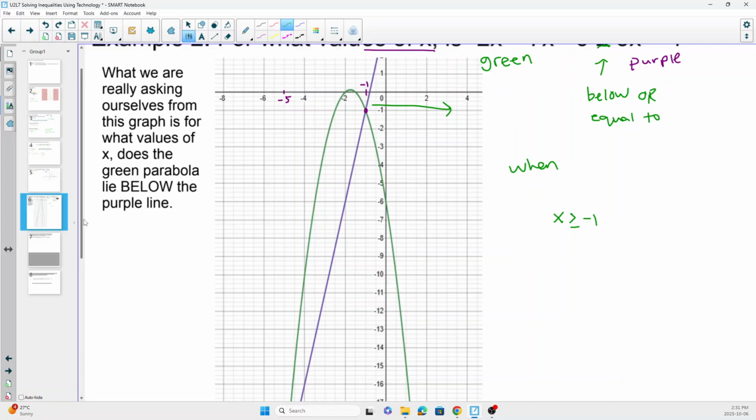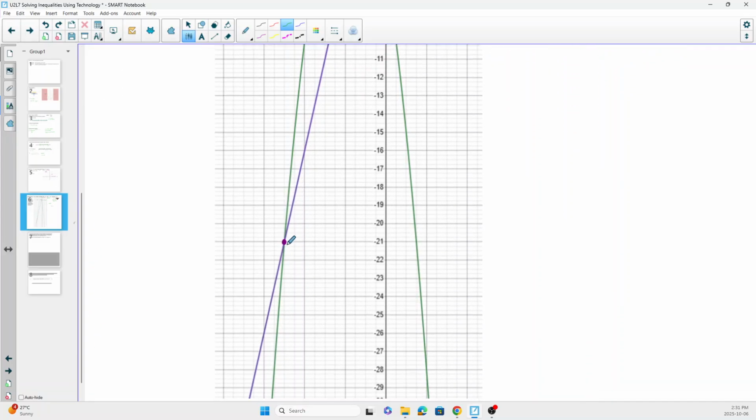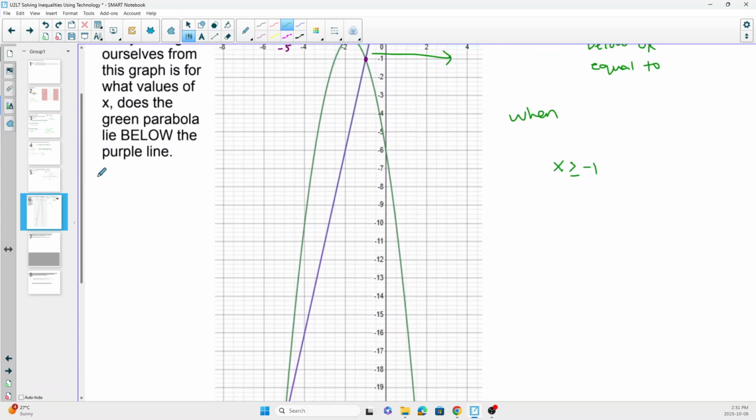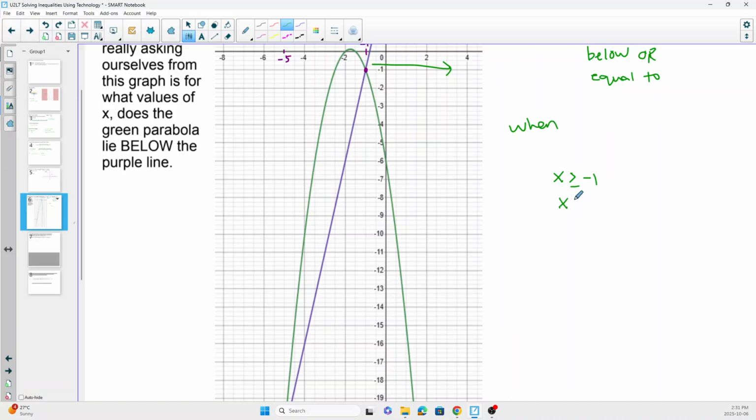And the other time where green is below purple is any time when x is less than. If I sub in any value that's less than -5, so if I sub in -6, -7, anytime I sub that in, green is always going to be below purple. And that was at -5. So, or when x is less than or equal to -5.